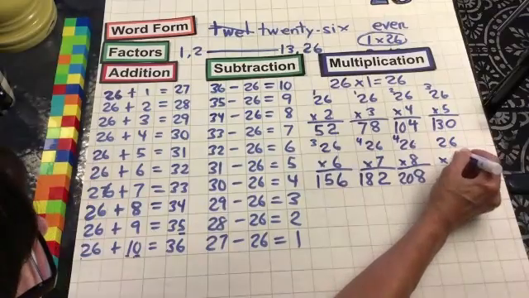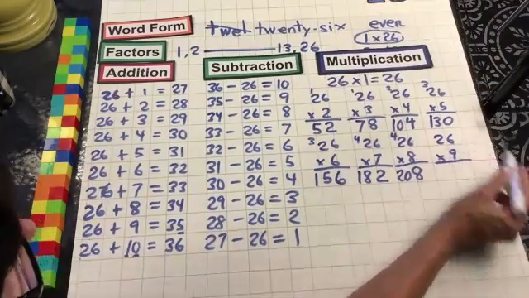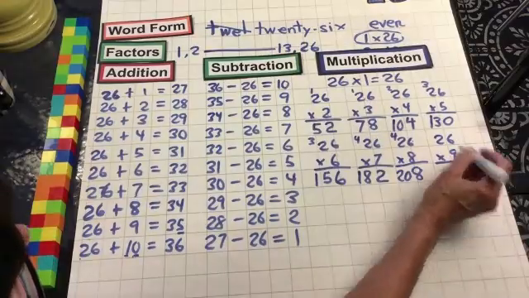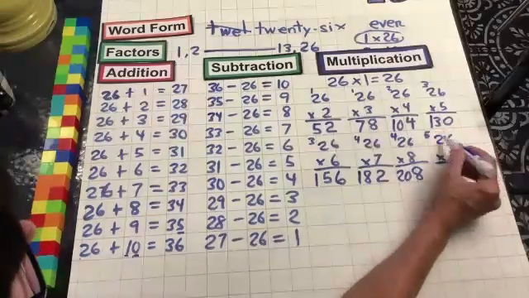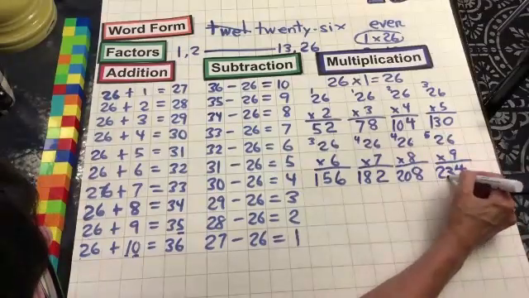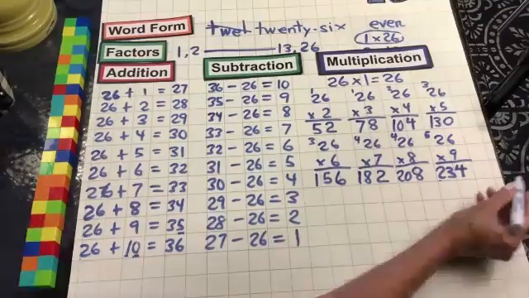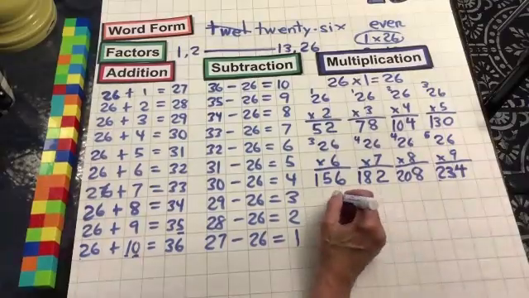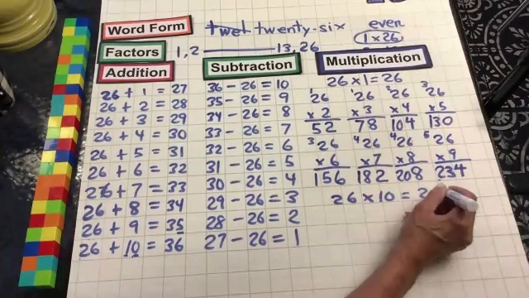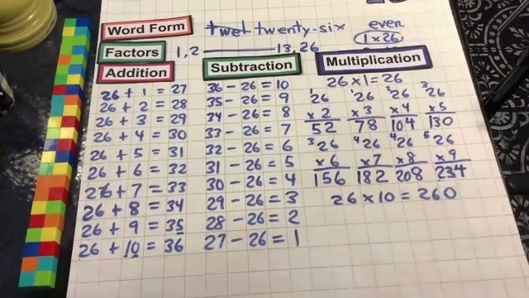Let's go to times 9. 9 times 6 is 54. Drop the 4, carry the 5. 9 times 2 is 18, plus 5 is 23. So 234. And then we can go sideways on this one. 26 times 10 equals 26 with the 0, which is 260.